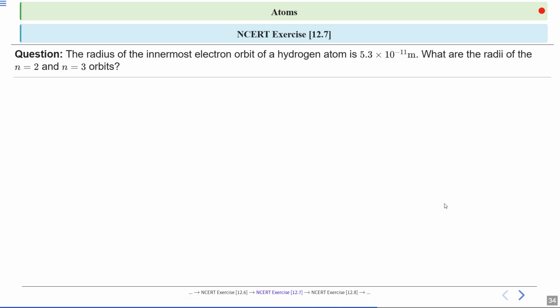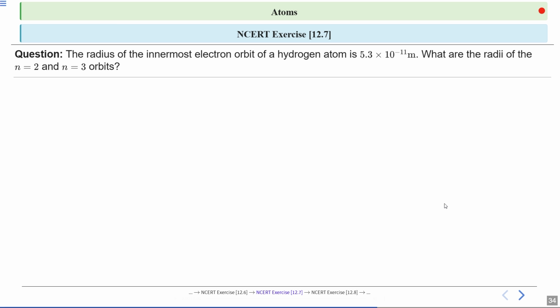Let's examine a question about the structure of hydrogen atom, specifically the size of electron's orbit. This question gives the radius of the innermost electron orbit n equal to 1 as 5.3 times 10 to the power minus 11 meters and asks for the radius of n equal to 2 and n equal to 3 orbits.